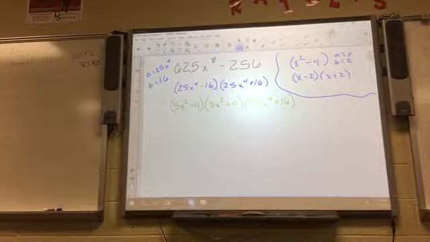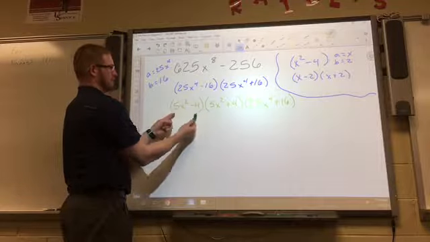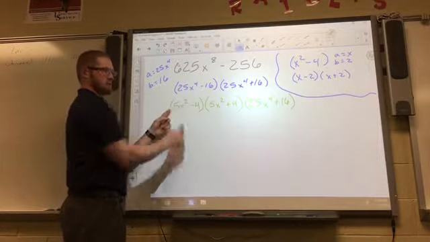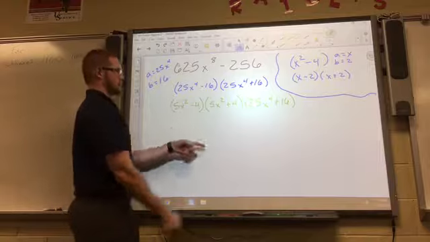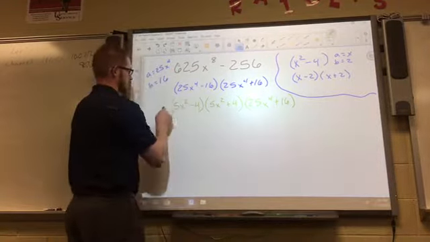Is there such a thing as the sum of two cubes? Yes. But there's not a sum of two squares. So is this fully factored now? Can this be factored? No. It could if that 5 was a perfect square, but it's not. Can this be factored? We already said that could not be.